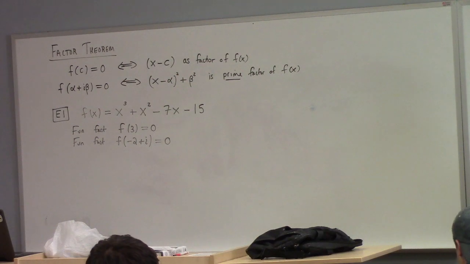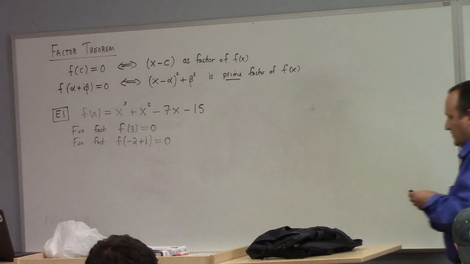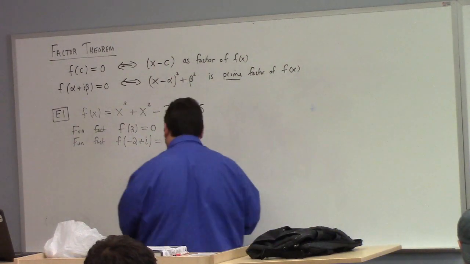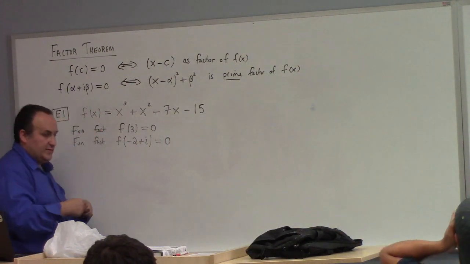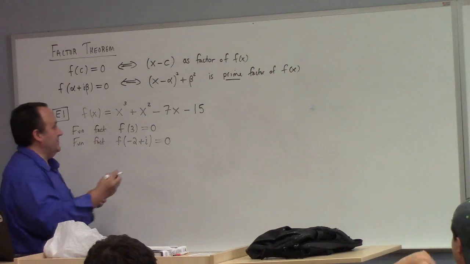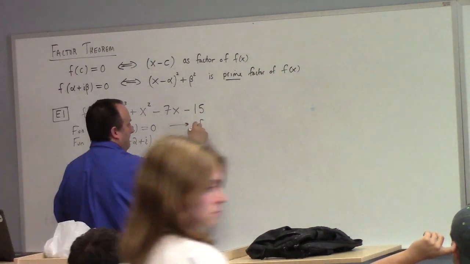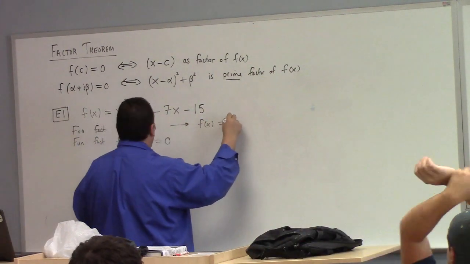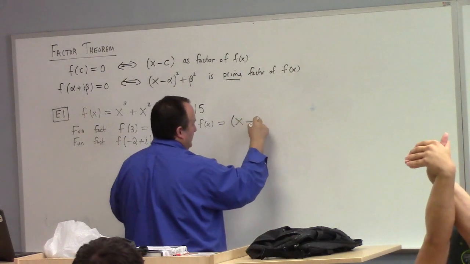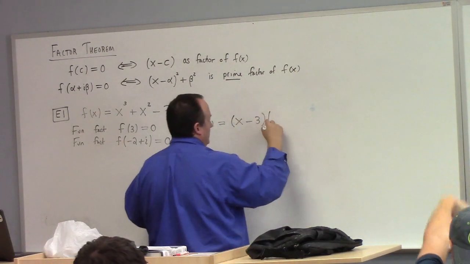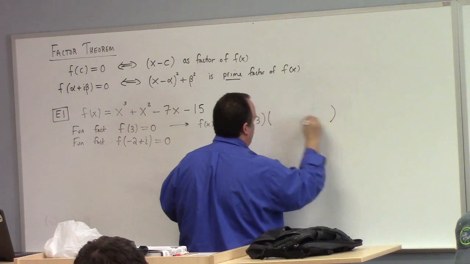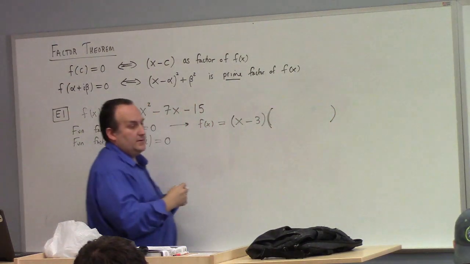Now, what does the factor theorem tell us if we're given these facts? Given f of 3 equals 0, what does that mean? That means I can factor out a what? x minus 3. x minus 3 is correct, Mr. Cottrell. And then we've got something else over here, I'll leave that blank to fill in.